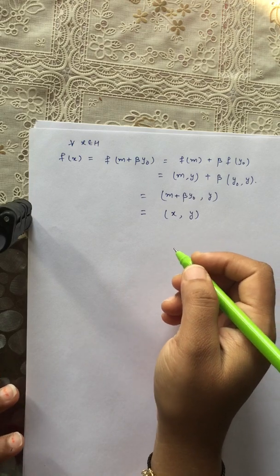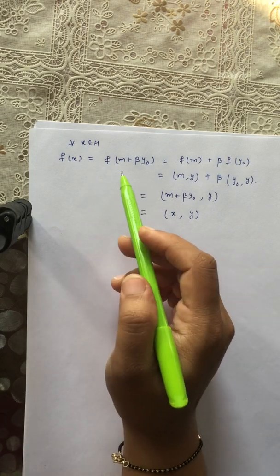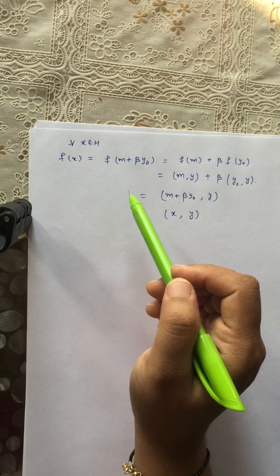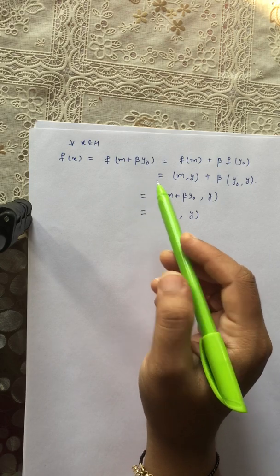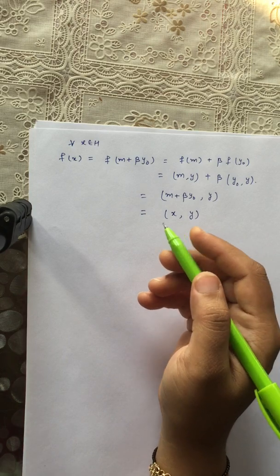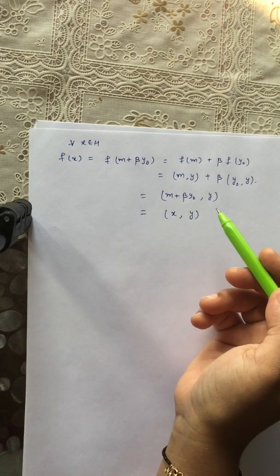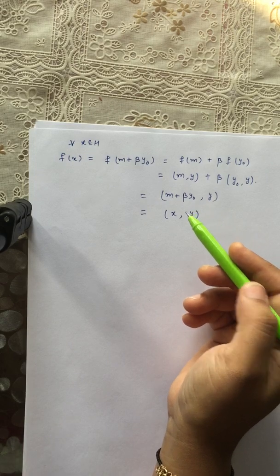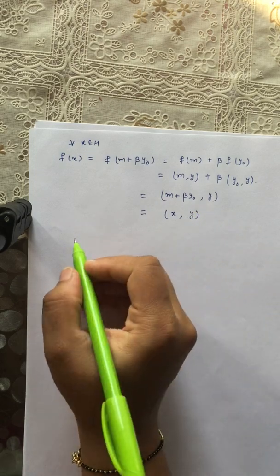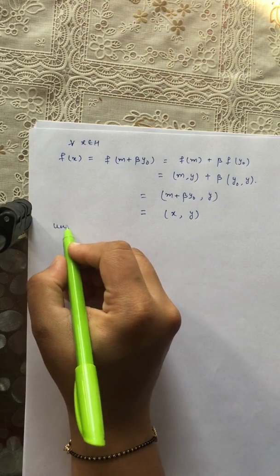Now up to this we have proved for every functional f in H star, we can find a vector y, which in this case is equal to alpha into y naught, which gives f x is equal to x y for all x in H. Now we prove the uniqueness.